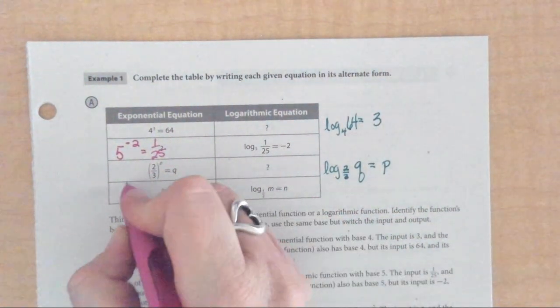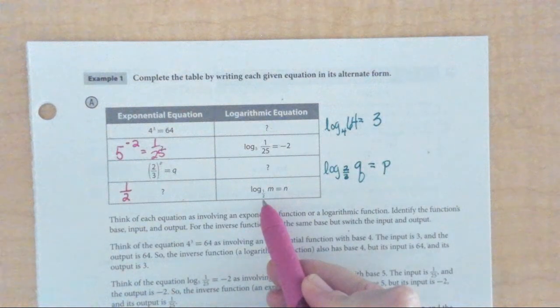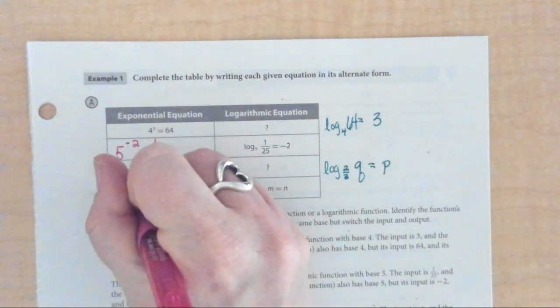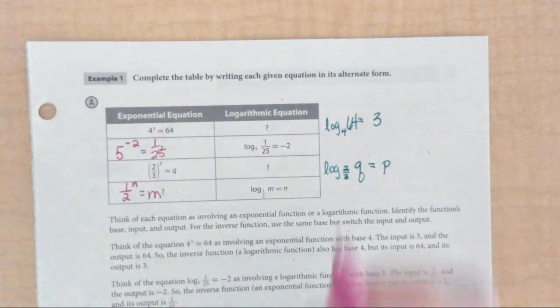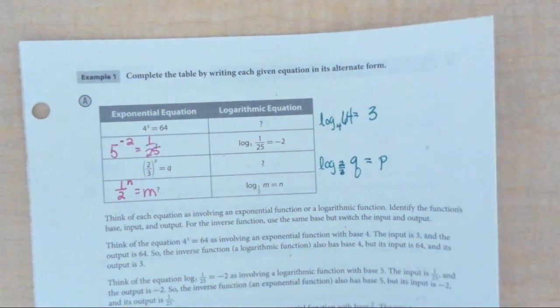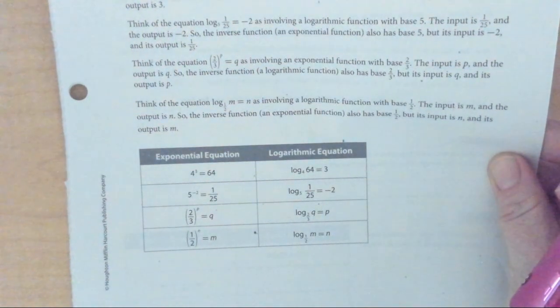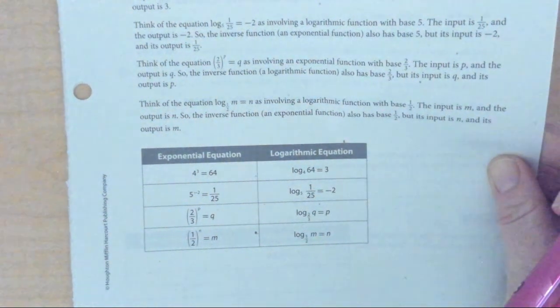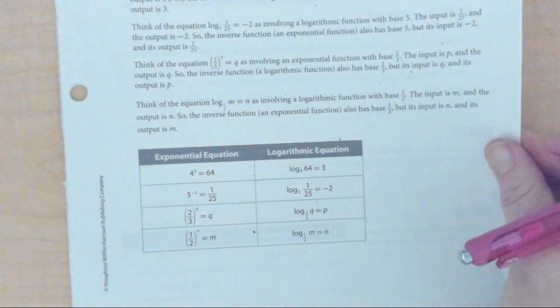Here, the base is 1/2. Base stays the base. Exponent is isolated, so it's going to equal m. So 1/2 to the n is m. If you notice at the bottom of this page, they were kind enough to fill the table in for you. There's all the answers. But we just practice to make sure we know.